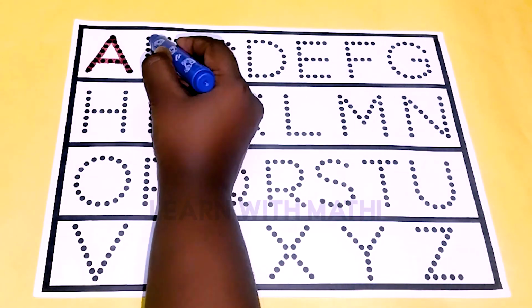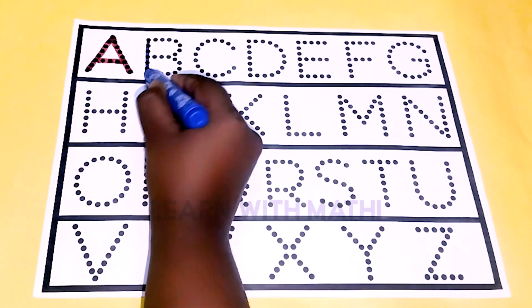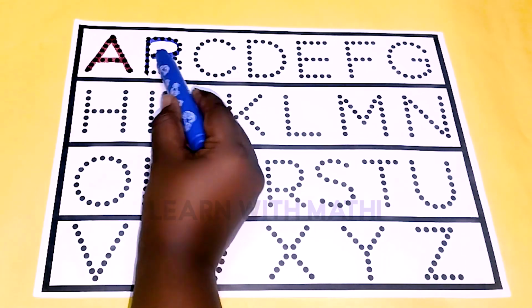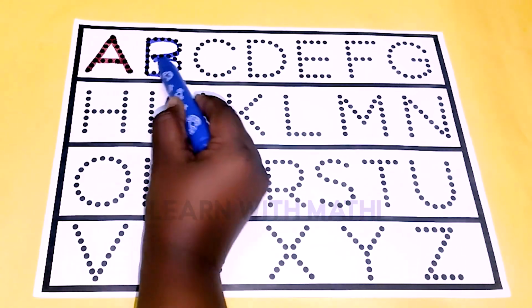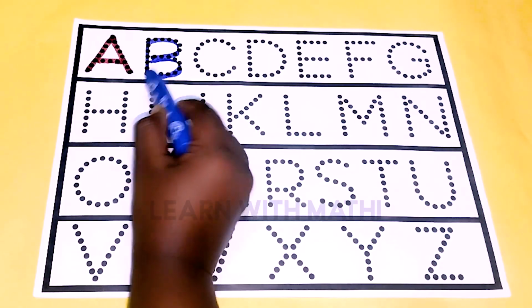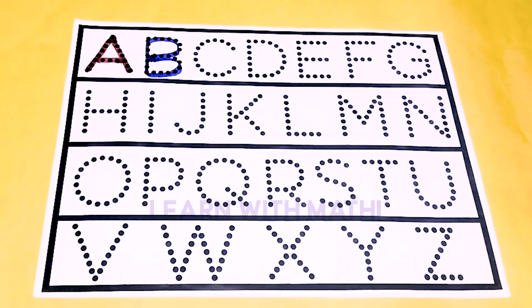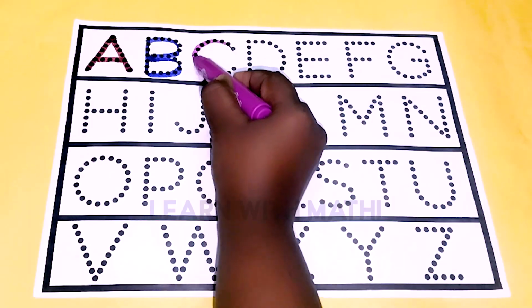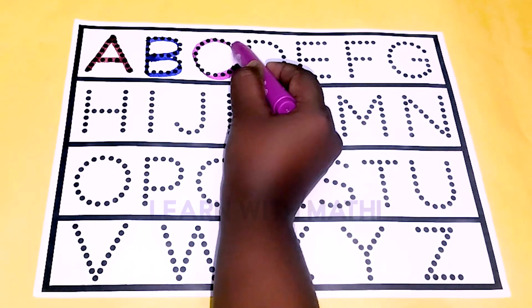This is blue color. B. B for banana. This is pink color. C. C for carrot.